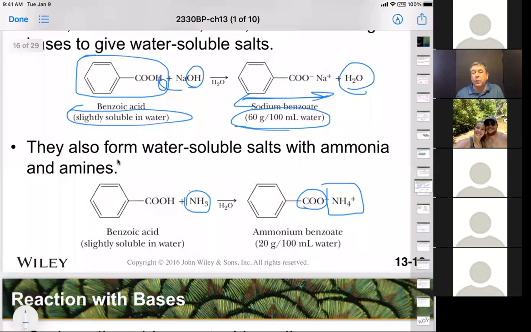So we saw that they're acidic because they are carboxylic acids, so that's one. We can change the acidity by electron withdrawing groups, and we see that they react with strong bases to generate salts that make them much more soluble in water.